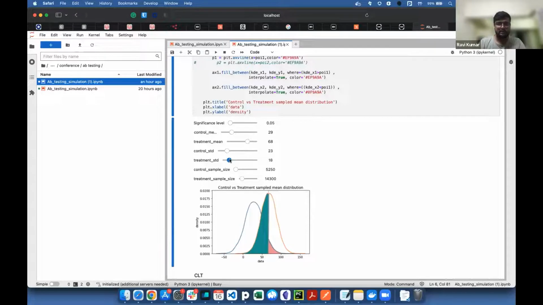Treatment standard deviation and this, and let me do that. Yeah. So if you see here, this is okay.